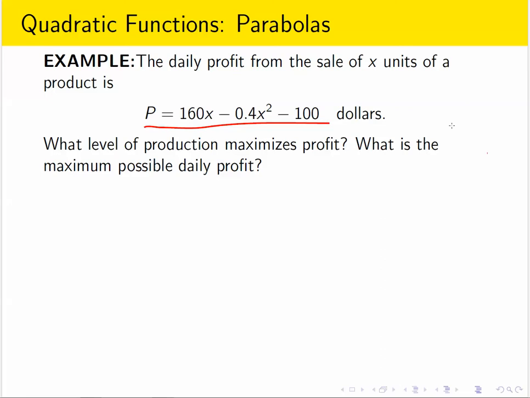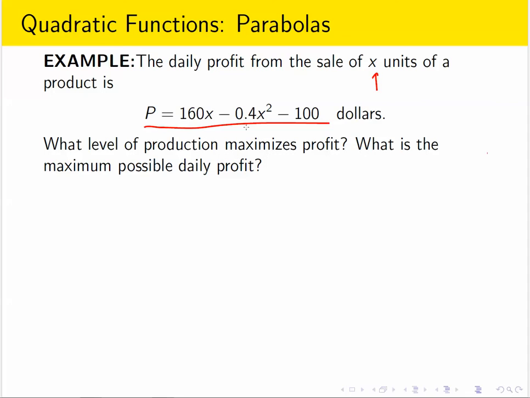So it might not be the case that selling more units results in greater profit, because to sell more units you might have to lower the price. And so this kind of question shows up a lot in economics. What level of production should maximize the profit, and what will that profit be? So level of production, that's another way of saying how many units. And since the number of units is represented by x, we're really trying to find an appropriate value of x.